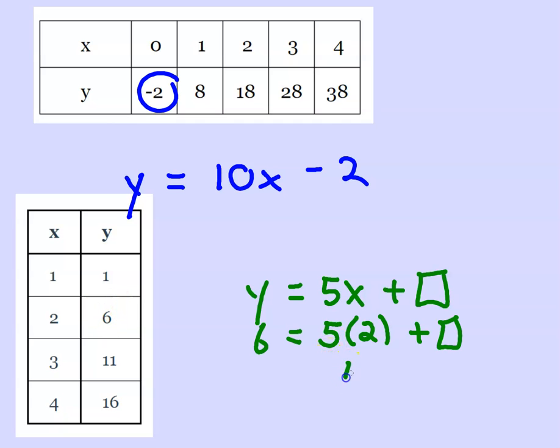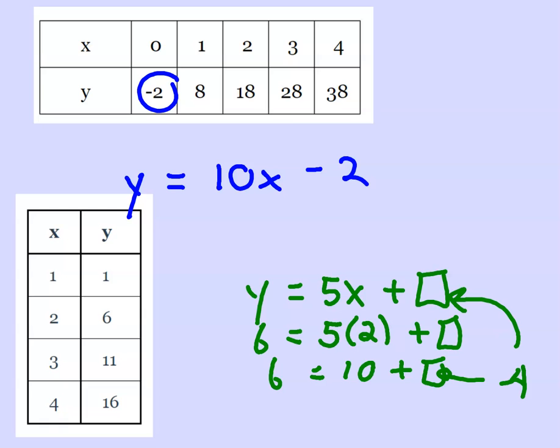Well, this right here is 10. So what are you going to add on to 10 to get to 6? Well, the only way you could do that is if you add on a negative 4. Okay? So now you know what the equation is. It's going to be y equals 5x plus negative 4, or just y equals 5x minus 4.